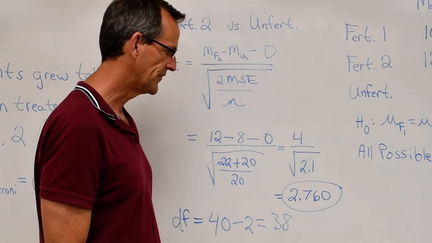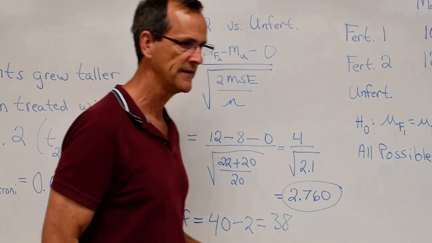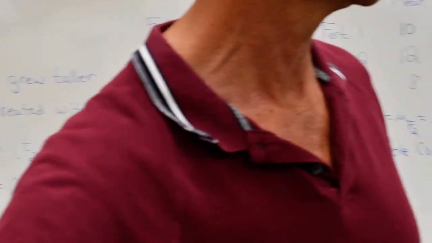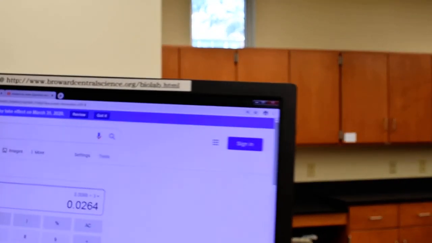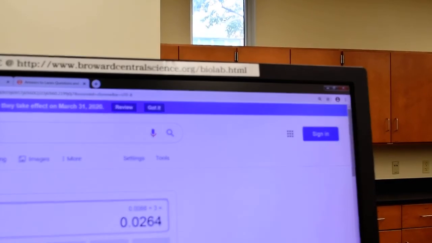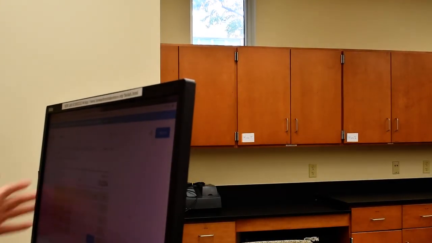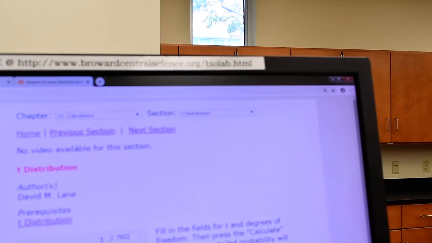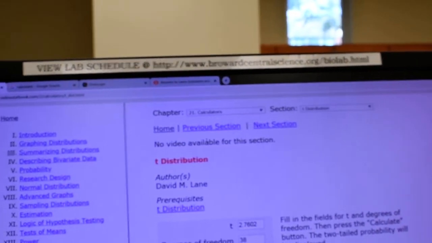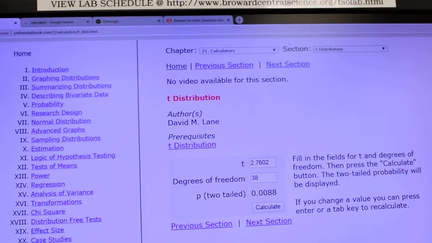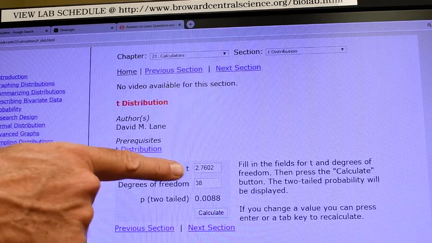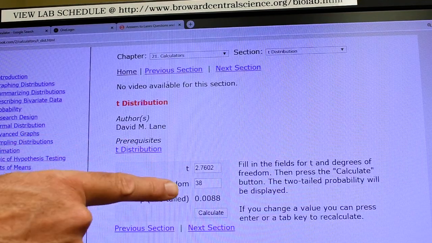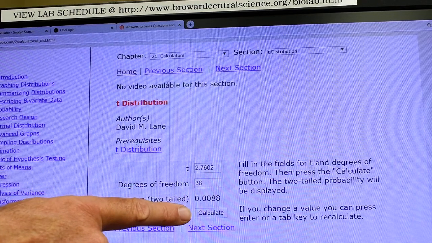Now at this point we can look up the probability, and I will move you over to the computer screen. Let me first find this. Give me just a second here. Here we have the t statistic calculation. As you can see, I put in the t statistic that I calculated. Here are the degrees of freedom, and here's the probability.